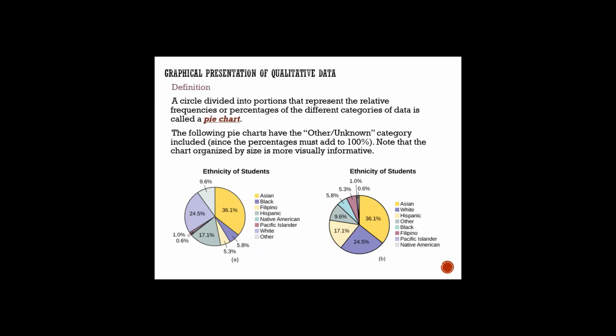Now next we have what we call a pie chart. Of course, this is just a circular representation of a bar graph. If you look at the pie chart on the left, you're going to see that it is a little bit more confusing than the one on the right. That's because the one on the right is sorted according to the sizes of the categories of the different groups. And that makes it easier for us to read, easier to interpret, and easier for people to understand.